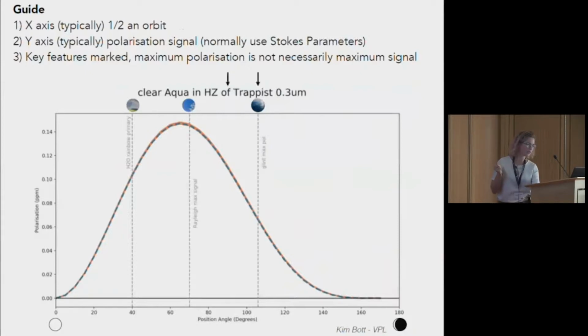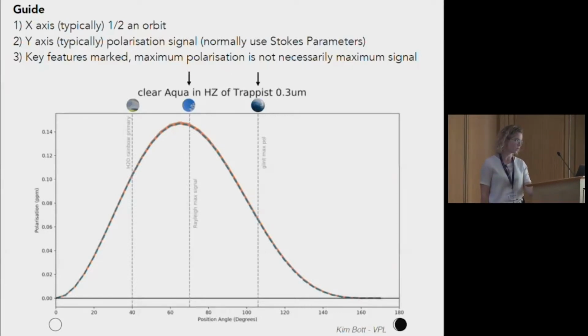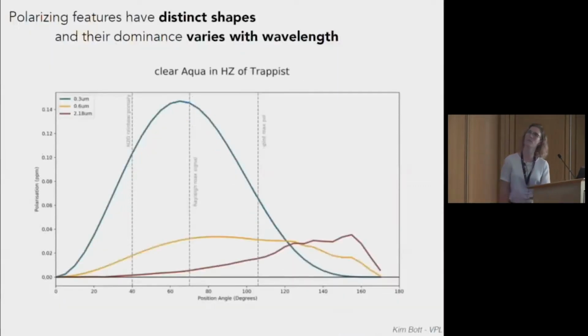And then at the top, with the dashed lines, I've marked some key features to look for. I just want to point out that the maximum polarization is not necessarily the same as where we find the maximum signal. We need to combine the polarization in some cases with the amount of light that we're getting reflected off the planet. And if we're looking at a rainbow, that might shift depending on the species producing the rainbow and the wavelength that we're looking at.